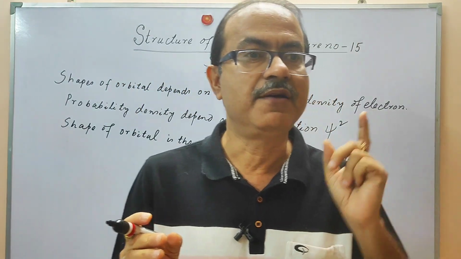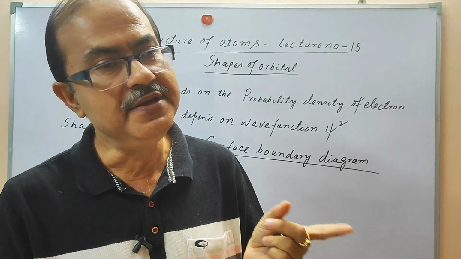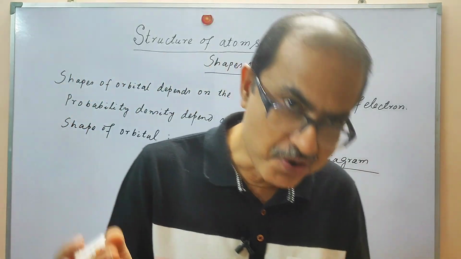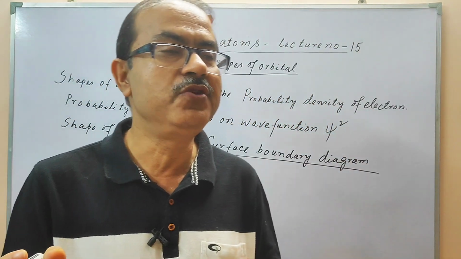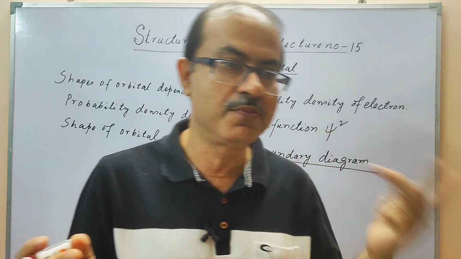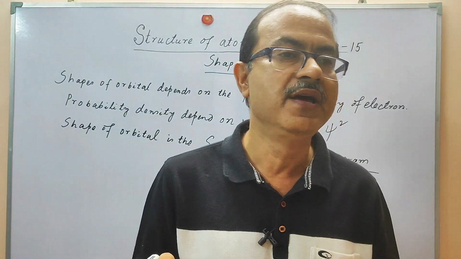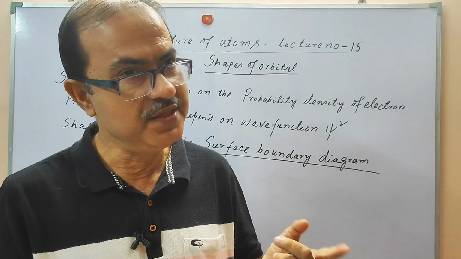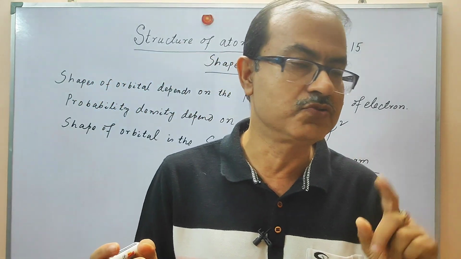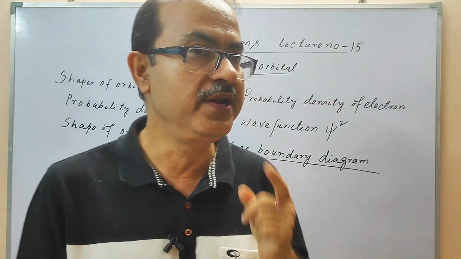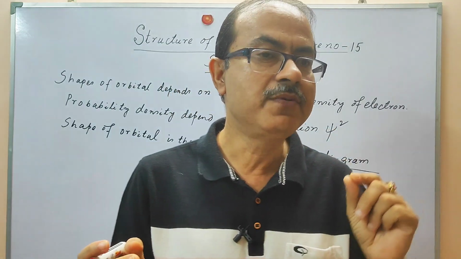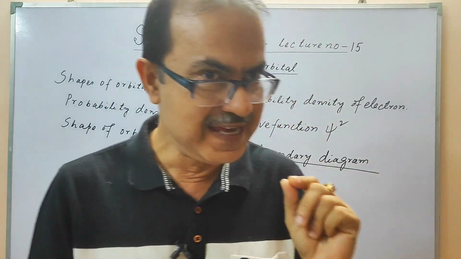And this surface boundary diagram is different for different orbitals. For the s orbital you will find it is different, for the p orbital it is different, and in this way. We are going to discuss the shapes on the basis of the surface boundary diagram. So first we will understand the shape of the s orbital.